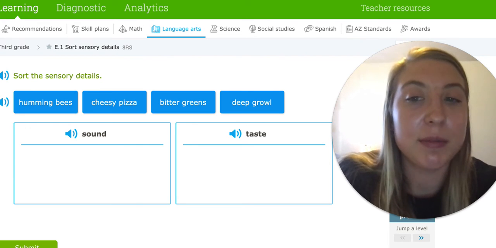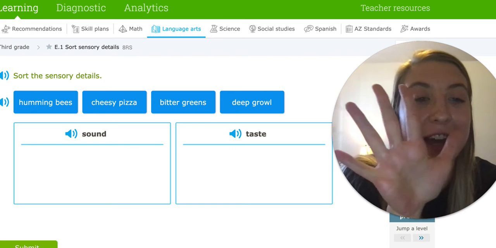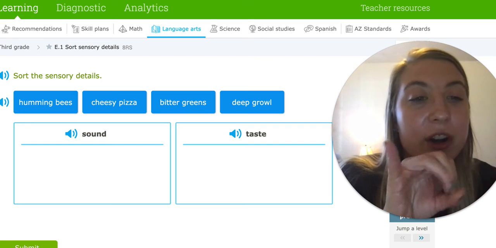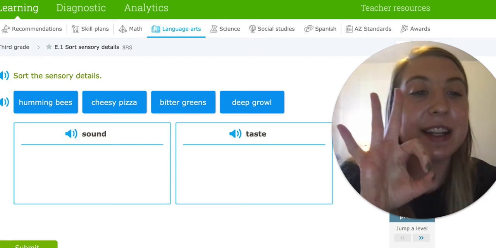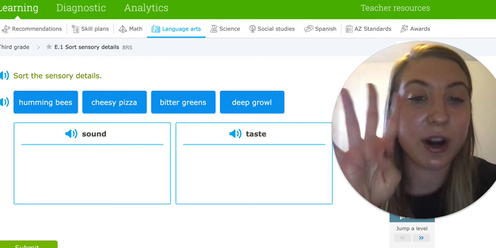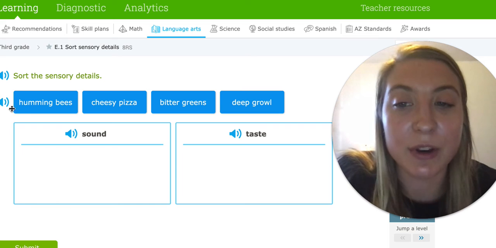So let's go over our homework today. Today we're going to be just sorting the sensory details. So again, this has to do with our five senses. Sound, which we use our ears for. Sight, we use our eyes for. Taste, we use our mouth for. Smell, we use our nose for. And touch, we use our hands for, how it feels. So we're going to have to read what it is.